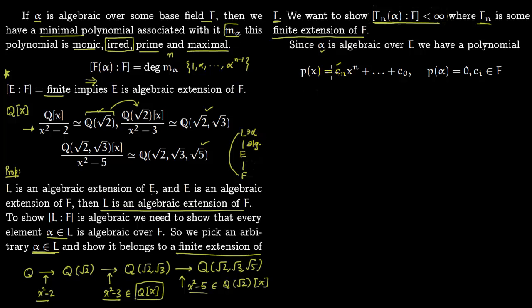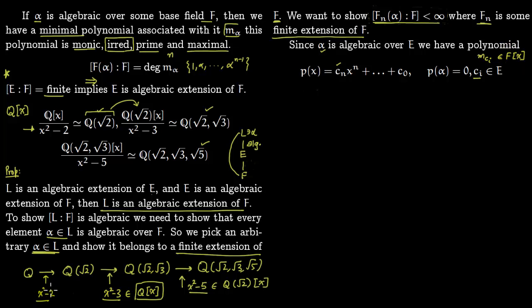So therefore you have a polynomial like this and the coefficients lie in E. Since the coefficients lie in E, you immediately know that corresponding to every coefficient there is a minimal polynomial. Say we put it as MCi. Now this minimal polynomial will lie over the field F, so this minimal polynomial lies in F[x].